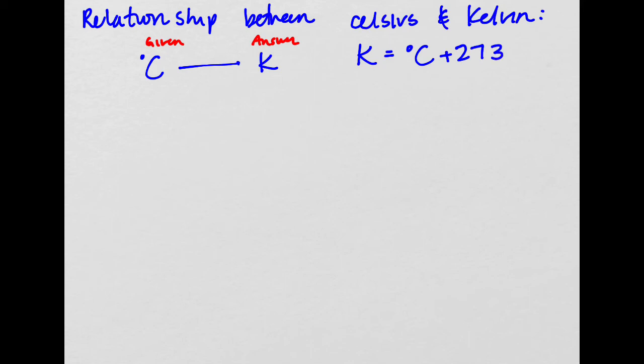Super easy. If we're given the opposite, if we're given Kelvin and we want to go to degrees Celsius, we will use this equation: the degrees Kelvin, or the amount Kelvin, minus 273. So let's look here at some examples.